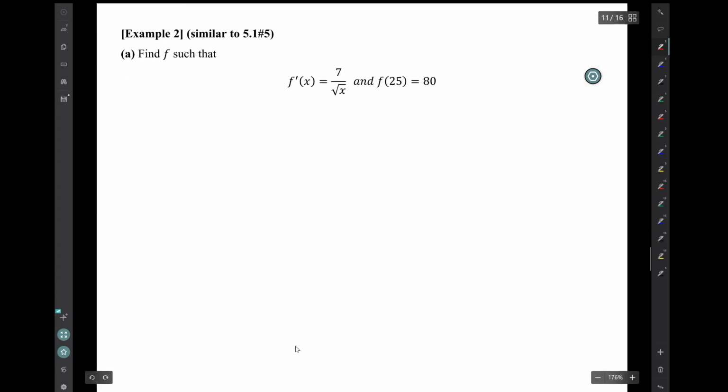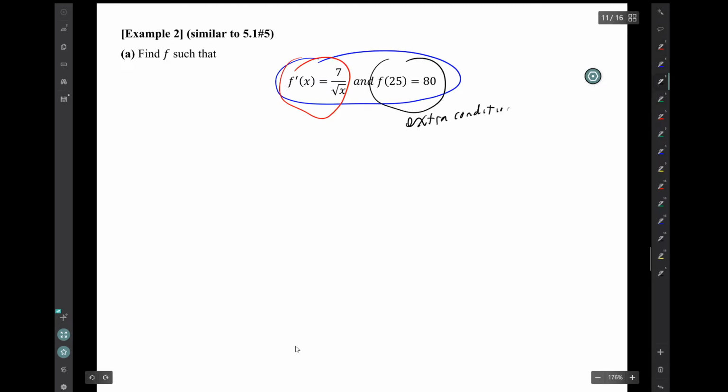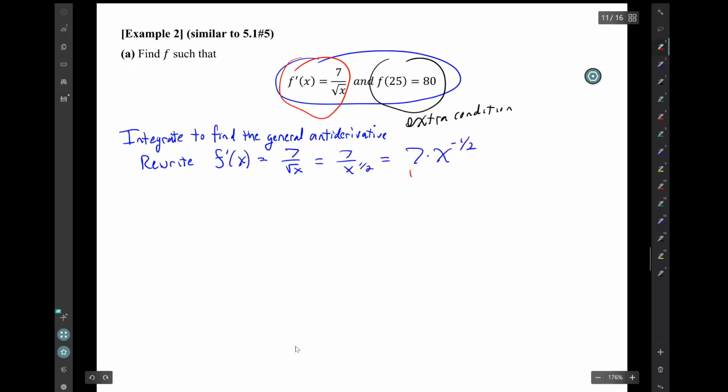Let's go on. Example 2. Find little f such that these are both satisfied. The derivative is this, and this extra condition is satisfied. All right, well, our strategy is the same as in the previous problem. We integrate to find the general antiderivative. Before integrating, let's rewrite the integrand. So we put our integrand in power function form. Now we're ready to integrate.